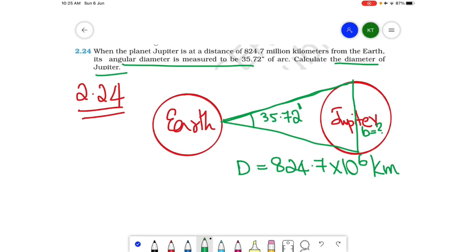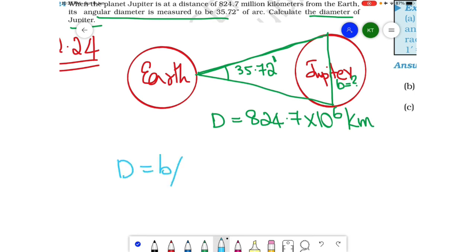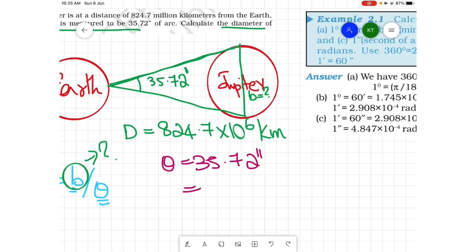Right? So from the parallax formula, we know that D is equal to B by theta. B is the diameter of Jupiter, theta is the angular diameter, D is the distance between the Earth and Jupiter. In this question, we have to find out what B is equal to. Now, we've got our theta to be equal to 35.72 seconds. But we need this to be in radians. How do we do that?